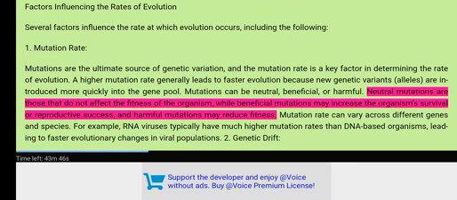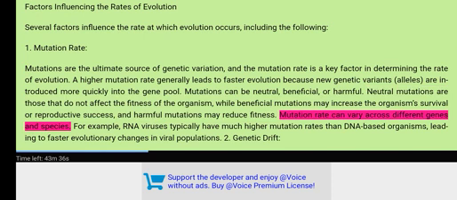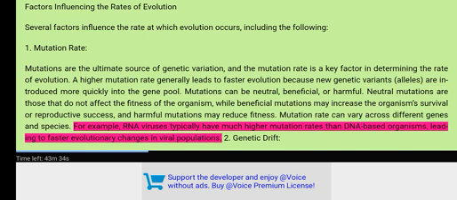Neutral mutations are those that do not affect the fitness of the organism, while beneficial mutations may increase the organism's survival or reproductive success, and harmful mutations may reduce fitness. Mutation rate can vary across different genes and species. For example, RNA viruses typically have much higher mutation rates than DNA-based organisms, leading to faster evolutionary changes in viral populations.